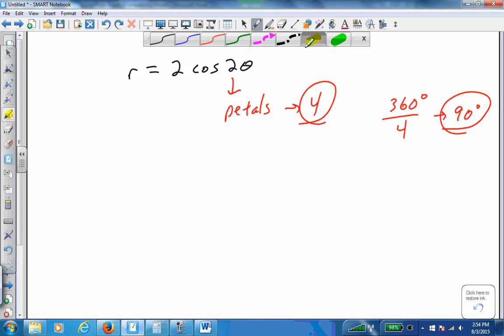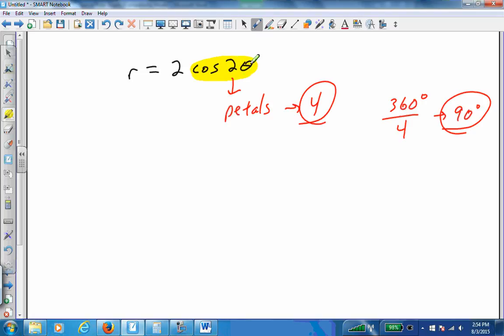In order for our radius to be as large as possible, we want that to be as large as possible. What's the maximum value you can get for cosine? 1. So our maximum radius will be when cosine 2 theta equals 1.